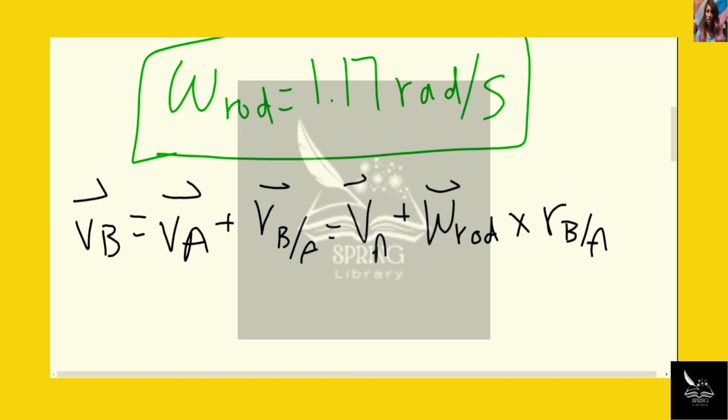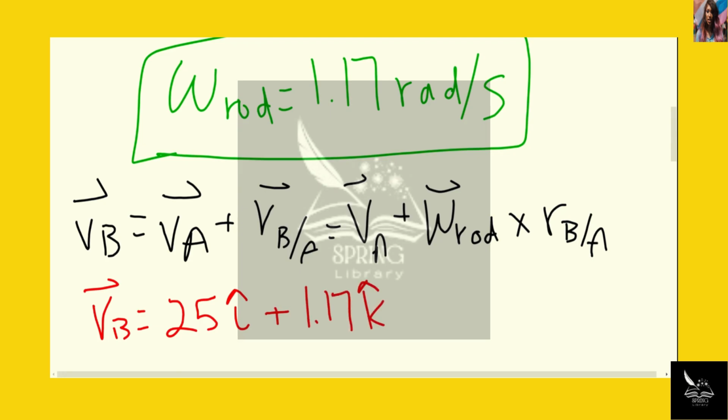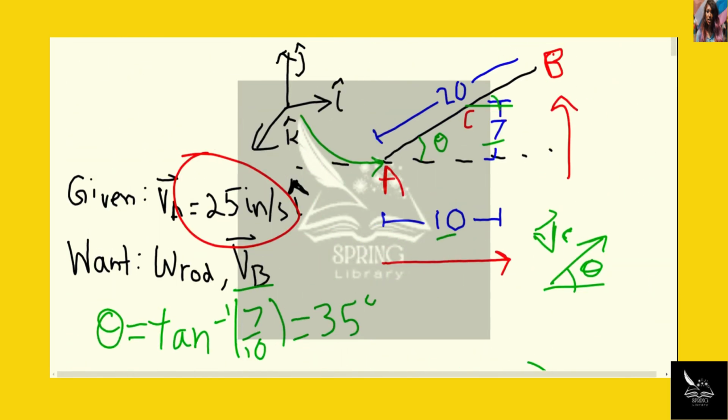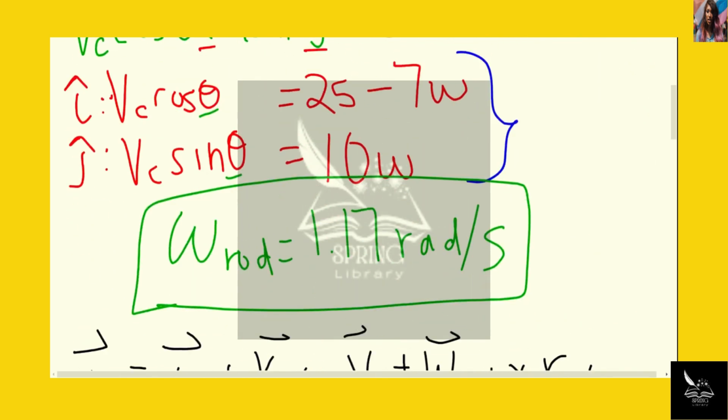RB given A. Same thing, what do we know, what do we not know? Obviously we don't know VB, so VB equals, we know VA, which is 25 I hat. We know omega rod, which is 1.17 K hat. Now what is RB given A? Let's scroll back up, and we can see here that the entire length of the rod is 20. And we can do the same thing as we did for VC and break that vector up into its components using that same angle.